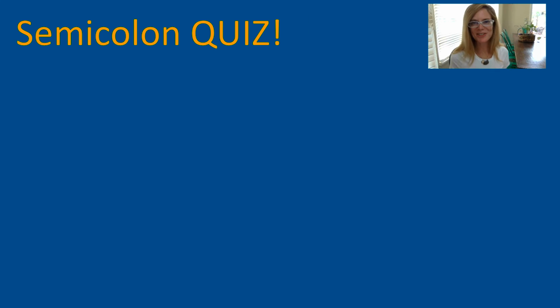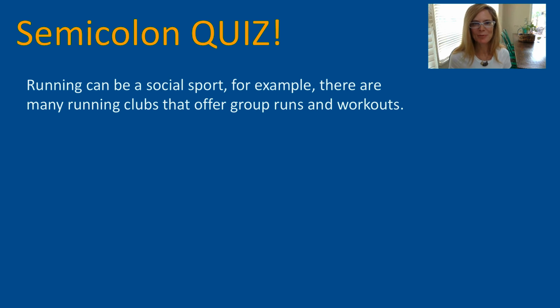All right, you've made it to the end. Let's test your knowledge. The semicolon quiz. Are you ready? Here we go. Number 1. Running can be a social sport. For example, there are many running clubs that offer group runs and workouts. Is this correct or incorrect? This is incorrect. What's the problem?